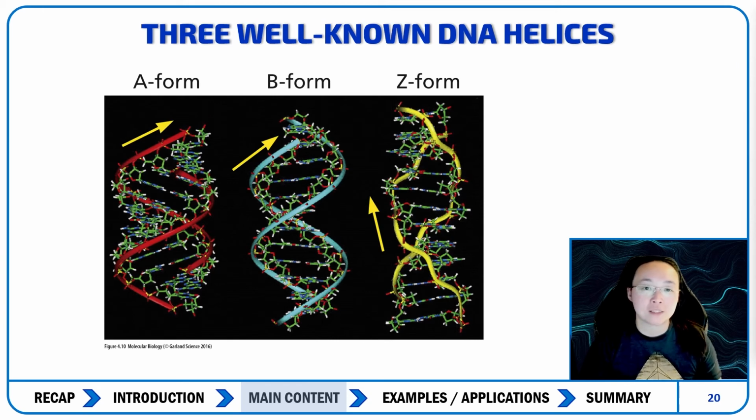There's the A, B, and the Z form. Actually, all 3 versions can be separated based on how many phosphates there are per turn. So in order to determine which type of helix you have, you just have to count how many phosphates exist in the backbone for one turn. For the A form, there's 11 phosphates. For the B form, there's 10 phosphates. And for the Z form, there are 12 phosphates. So 11, 10, and 12. Easy way to remember this in the order would be 10, 11, 12, or BAZ.